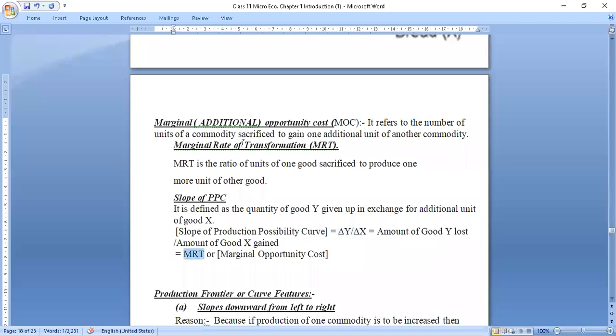और ट्रांसफॉर्मेशन वर्ड यहाँ क्या डिपिक्ट कर रहा है, ट्रांसफॉर्मेशन मींस यू हैव ट्रांसफॉर्म द रिसोर्स फ्रॉम वन गुड टू द अनदर गुड टू मेक एन एडिशनल यूनिट. सो MRT and OC are same, which help us to find out how many units you have sacrificed to produce one additional unit of other good.